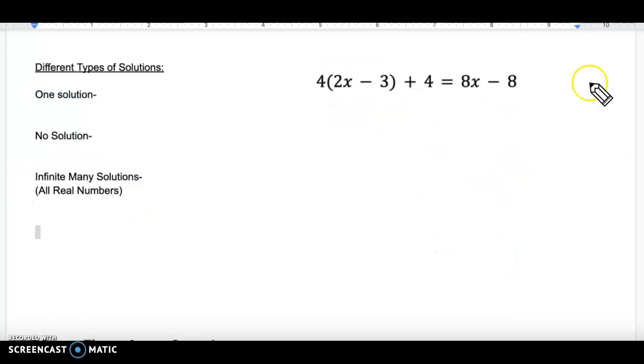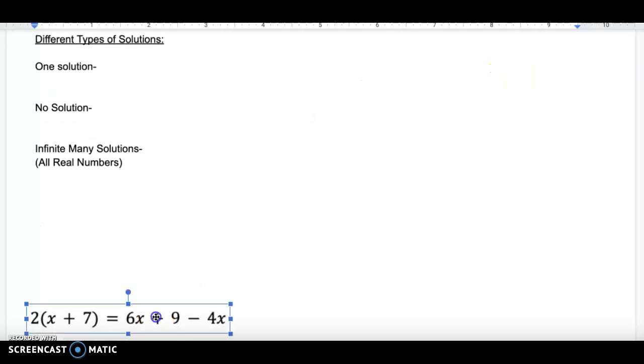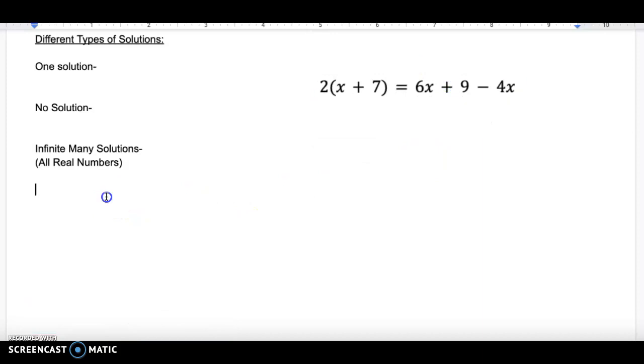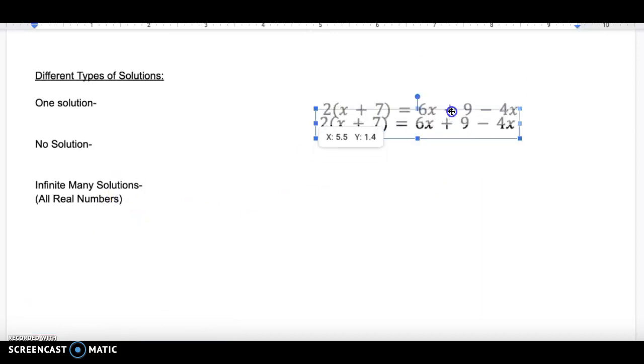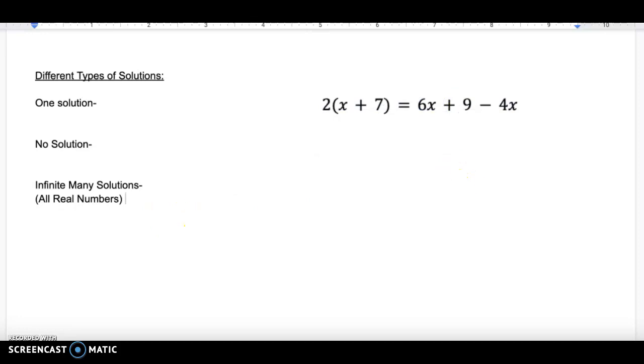All right, I think I have one more. There we go. All right, our last one up here. Again, we'll see if it's a solution or if it's infinite many or if it's no solution. All right, so we're going to multiply through again. 2 times x is 2x. 2 times 7 is 14. 6 and negative 4 are like terms, so we can combine those and we can get a 2x plus 9.